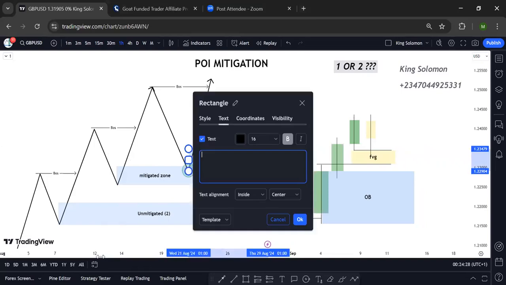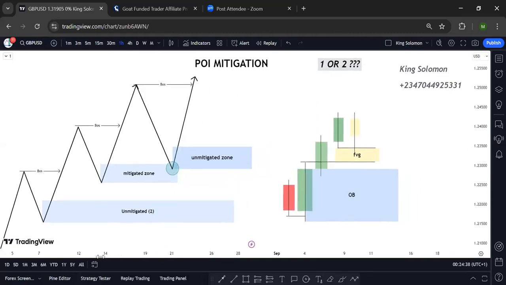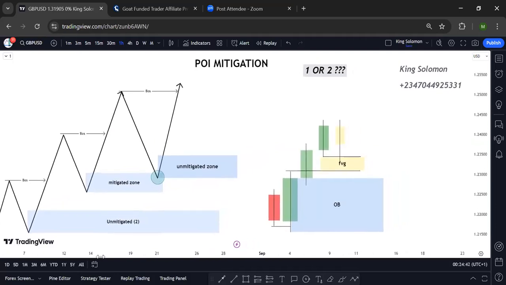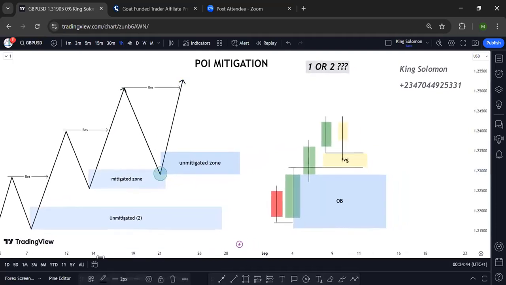So this is the new what? Unmitigated zone. Now, there's something I really do that helps me while trading, and that's pointing out my various power levels, right? With the knowledge of mitigated and unmitigated zones.